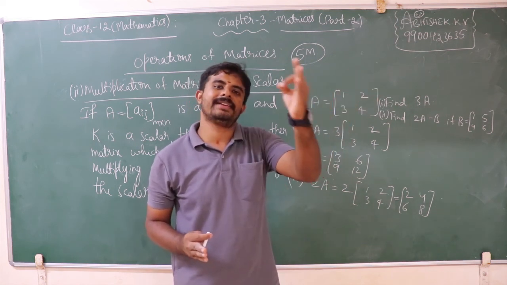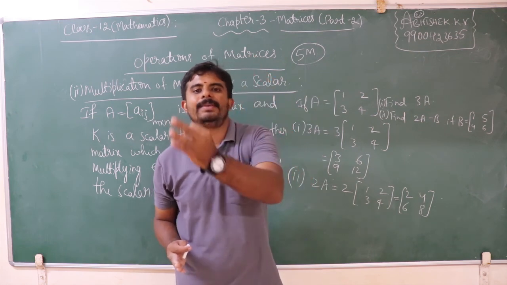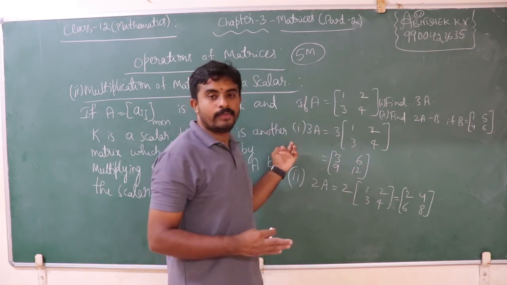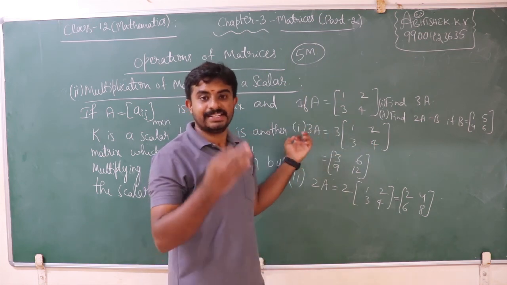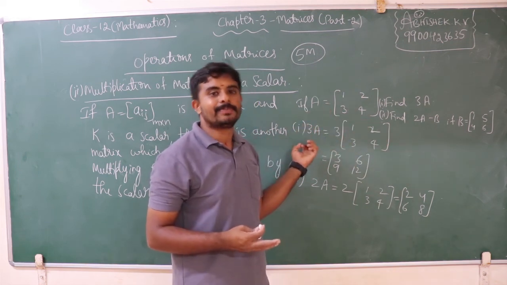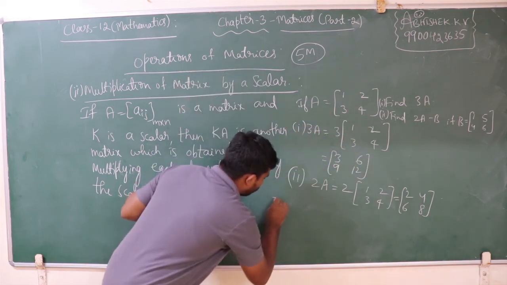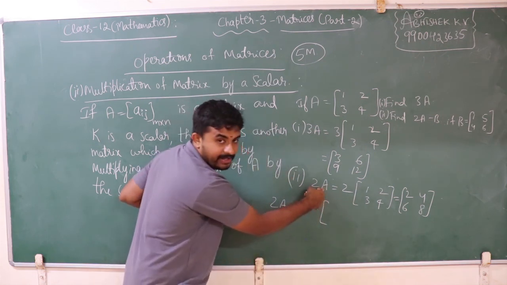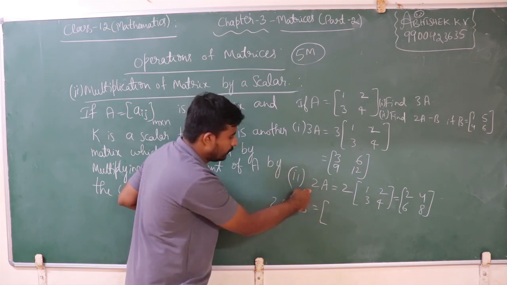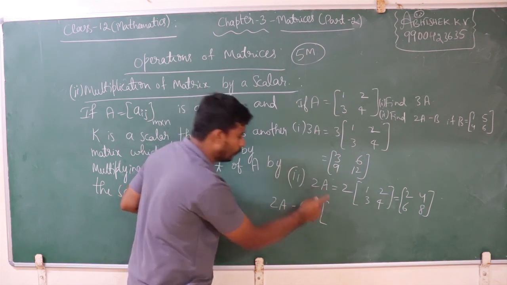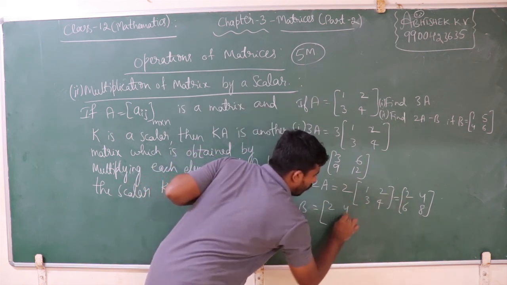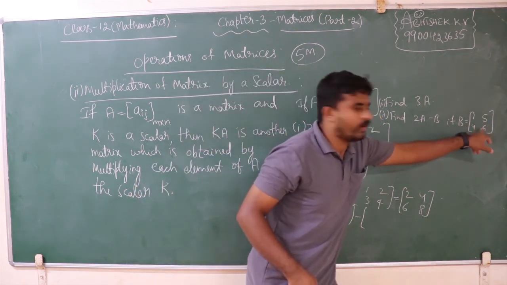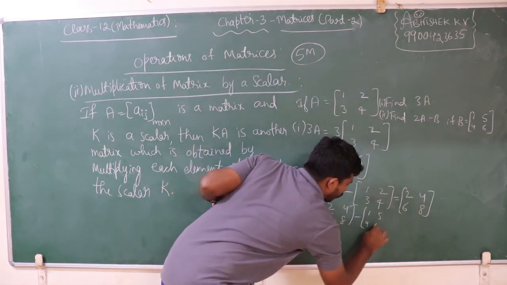Addition of matrices and difference of matrices both have the same necessary condition and the same procedure. Addition of two matrices is obtained by adding the corresponding elements of the two matrices. Difference of two matrices is obtained by subtracting the corresponding elements of matrix B from those of matrix A. Therefore, 2A minus B is equal to, what is 2A? It is the matrix multiplied by the scalar 2, which is given by [2, 4; 6, 8], minus B, which is given as [1, 5; 4, 6].